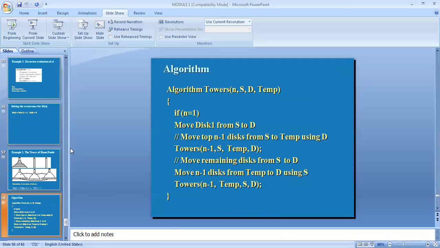The algorithm moves like this: n, s, d and temp. If n is equal to 1, move the disk from s to d, source to destination. Move the top n minus 1 disks from s to temp using d, that is towers of n minus 1, s, temp, d. So here we interchange the poles and move the remaining disk from s to d. Then move n minus 1 disks from temp to d using s, towers of n minus 1, temp, s, d.